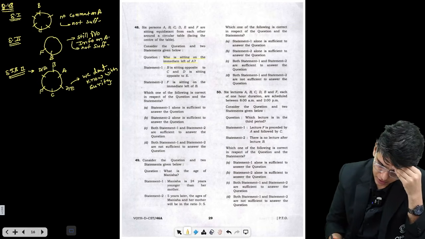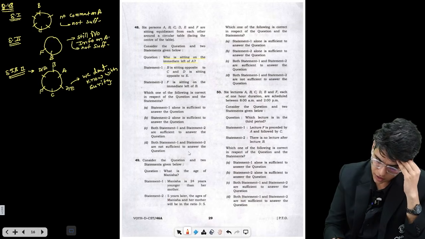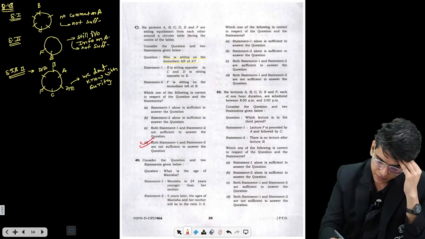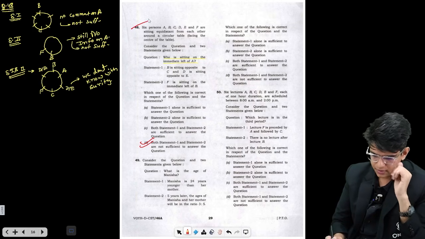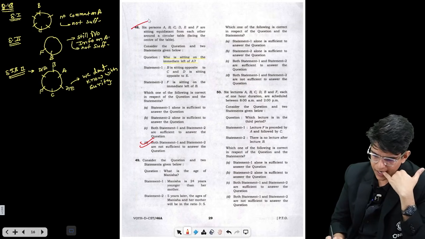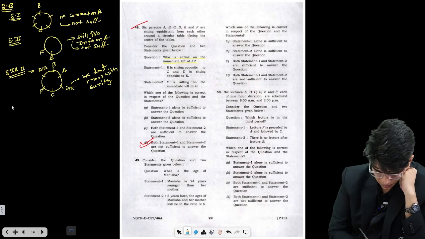So what will be the answer? Again, the data is not sufficient. Both statement 1 and 2 are not sufficient to answer this question. 48 done. You can do this question like this. Let's try question number 49.